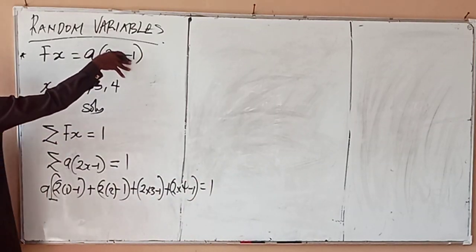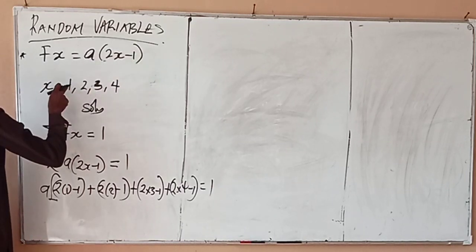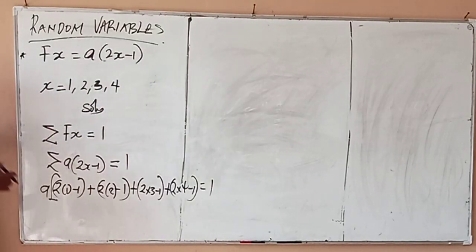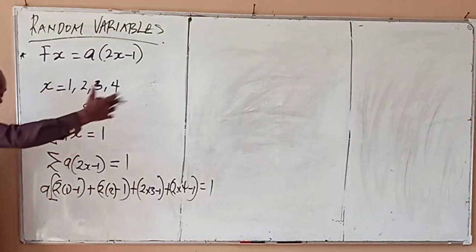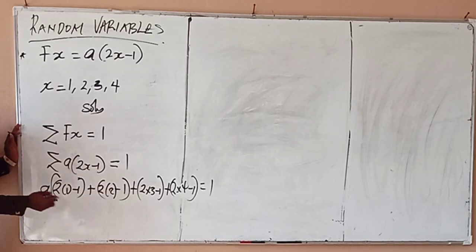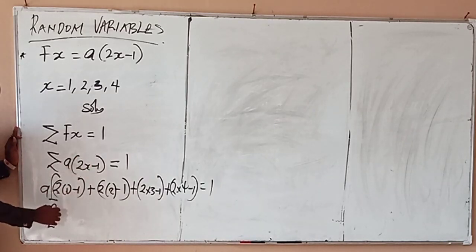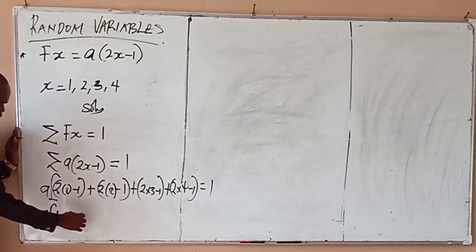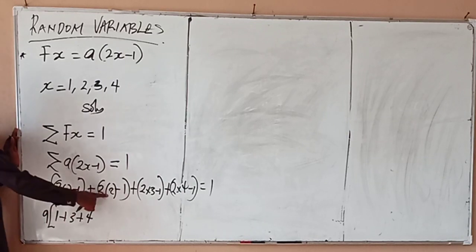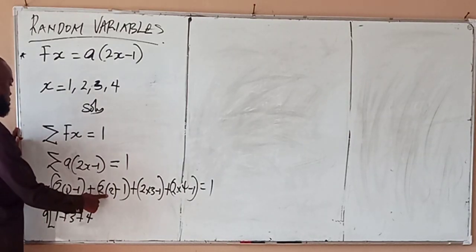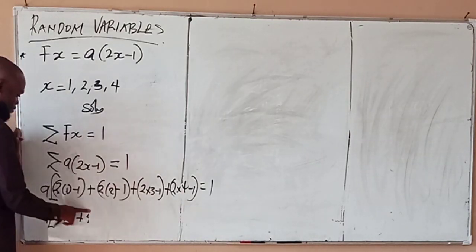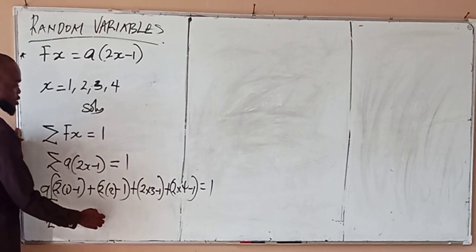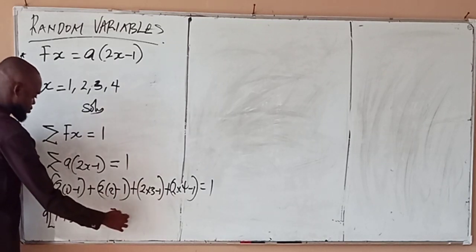We sum up everything here together, x equal to 1, 2, 3, 4. I already said that before when I was explaining: x must be 1, 2, 3, 4, and so on. So everything will become 1. I'm going to have a bracket. We have 2 times 1 minus 1, so I have 1, plus 3, plus 5, since 2 times 3 minus 1 is 5, and the other one is plus 7.